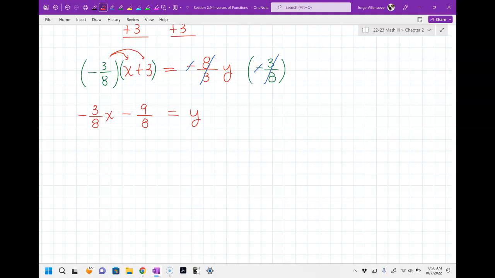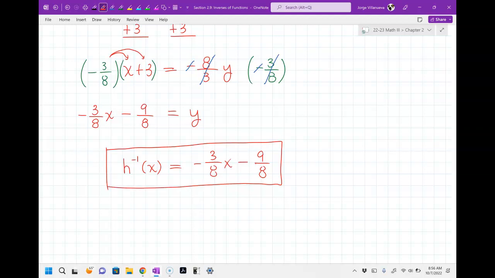We solve for y. So my last step, rewrite y as your inverse. So h inverse of x is negative 3/8 x minus 9/8. So remember, you have one more like this to do for homework. So I did one. You guys have one more. Okay, I did one full fraction. You'll have one of those. I did one normal linear function. You'll have two more of those.